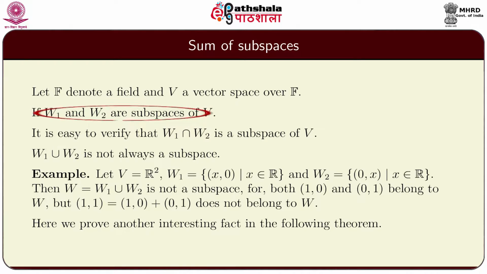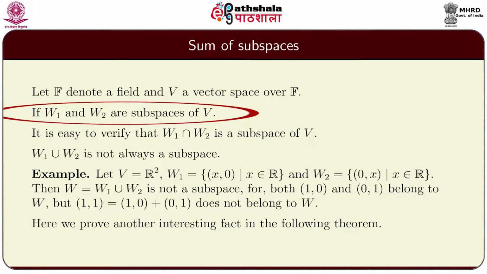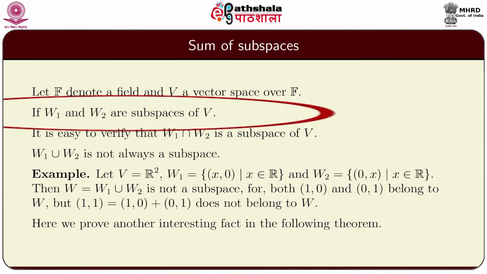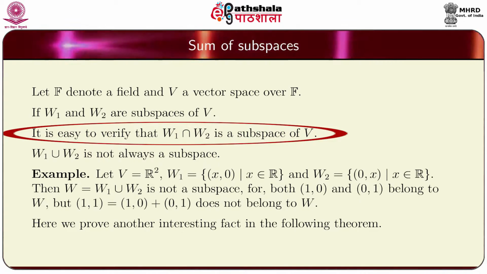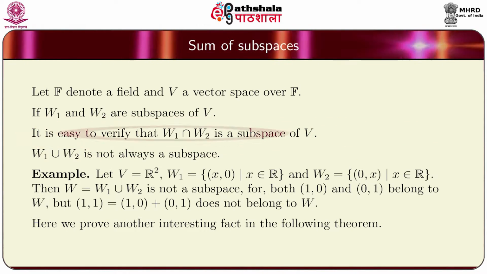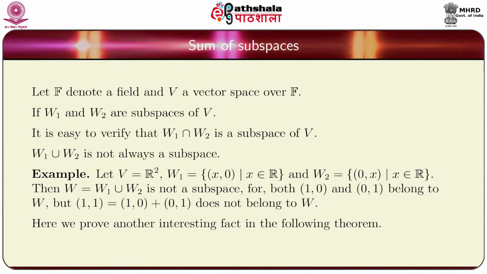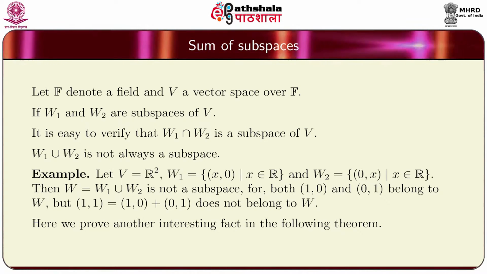Let W1 and W2 be subspaces of the vector space V. Then it is an easy verification that the intersection of subspaces, that is W1 intersection W2, is a subspace of V. But the same is not true for the union.